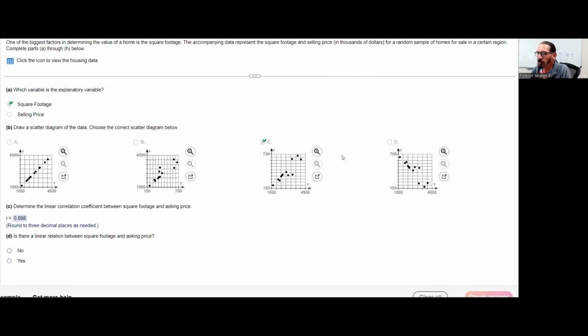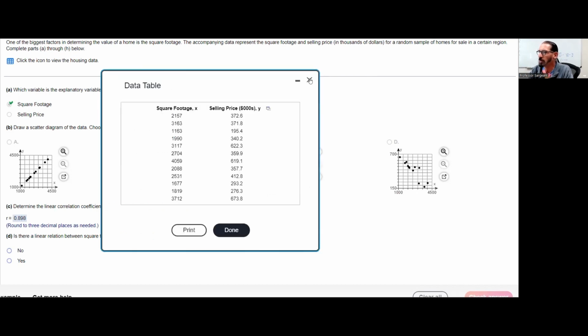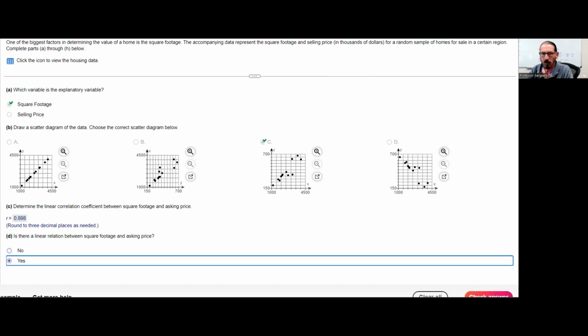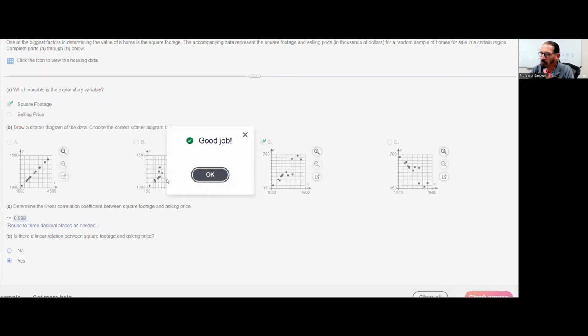Is there a linear relation? Well, we're not asked anything about critical values here, but 0.898 is kind of high, and we do have quite a few ordered pairs in our data set. So I'm going to hazard a guess to give linearity a chance and say yes.